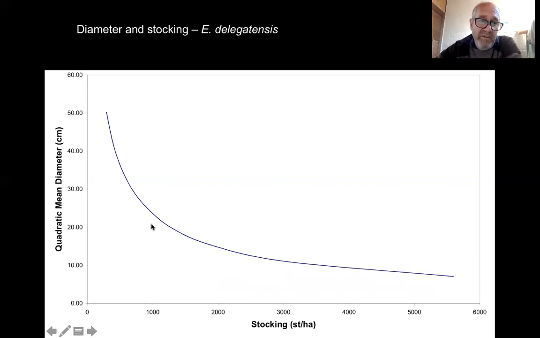So for 20 centimeter average diameter, we've lost 4,000 trees. To get to 30 centimeters average diameter, we lose another 50% of them. And you can see 50 centimeter diameter trees, we're down to that 200 or 300 stems per hectare. Now this is what we call the self-thinning line. There's no intervention by people here.